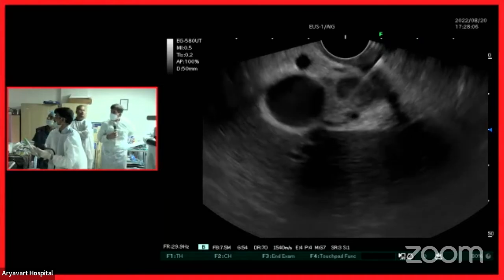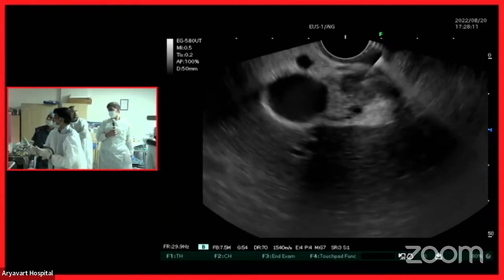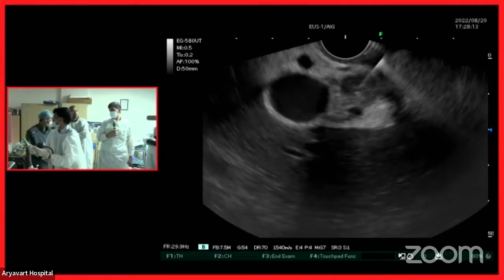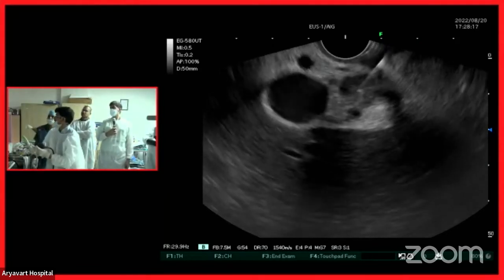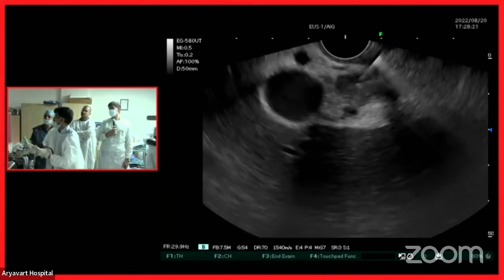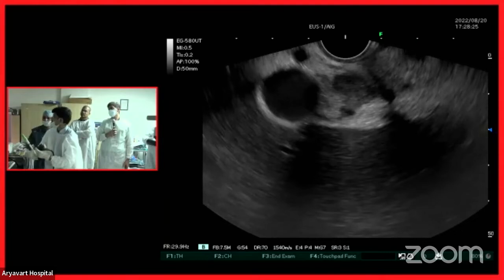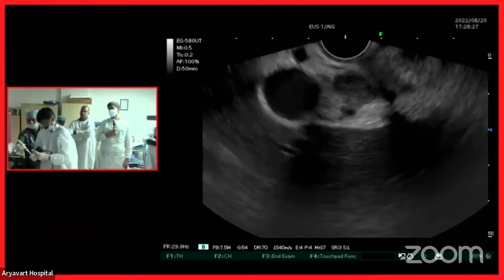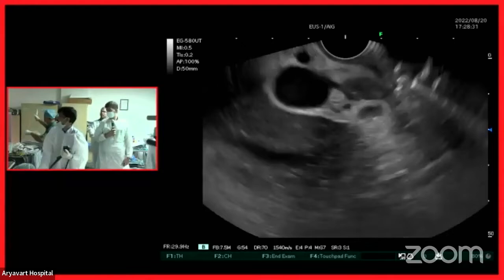As I pass my needle in and out of the lesion, I can palpate the softer and the more firm areas of the lesion. I think it's quite an important thing to consider when we are trying to fan or get the appropriate site for FNA. We'll just see what we got.